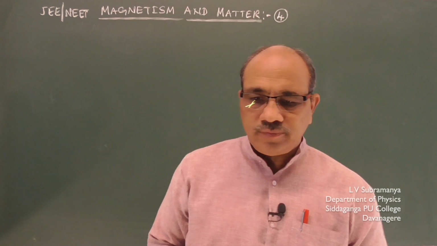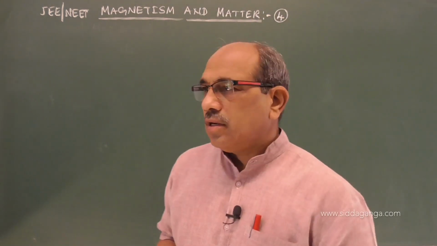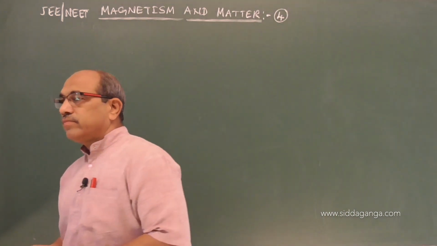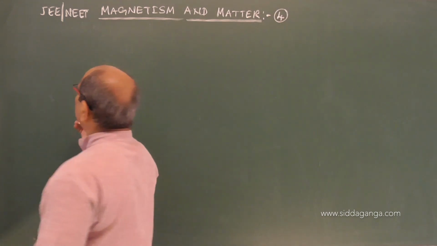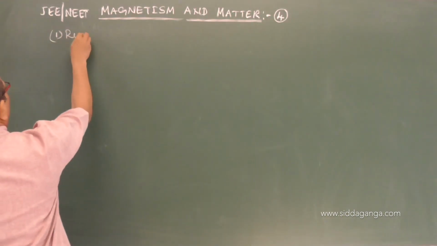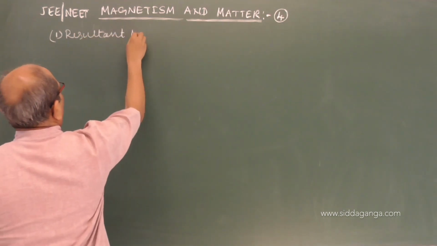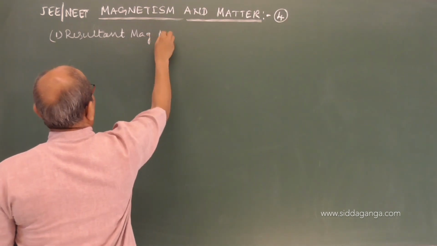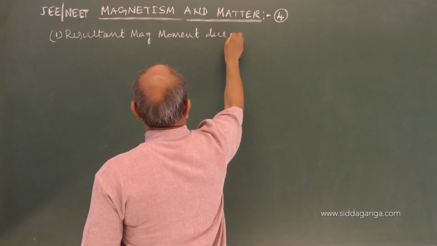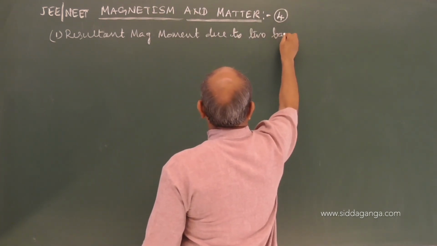Hi students, in the previous video we discussed the magnetic field and magnetic moment associated with a bar magnet. But the most important topic related to JEE and NEET is the resultant magnetic moment due to two bar magnets or dipoles.